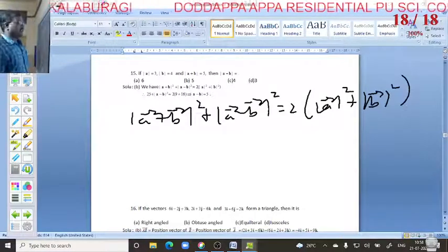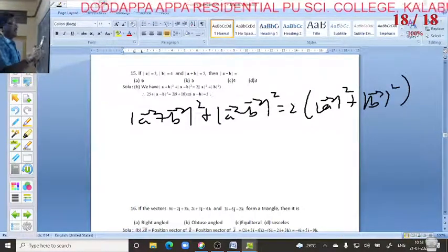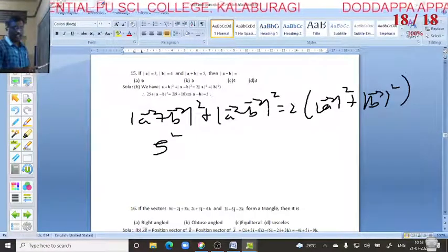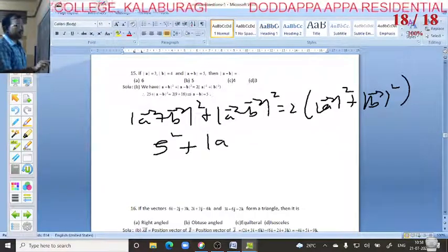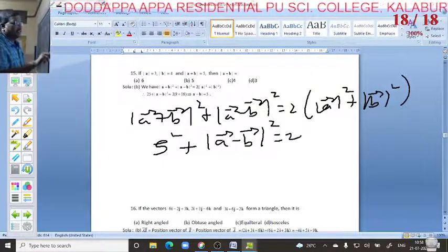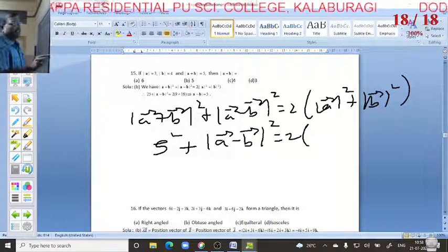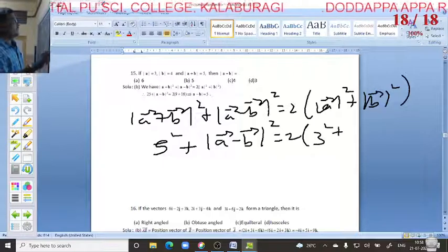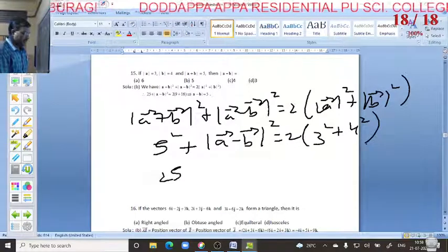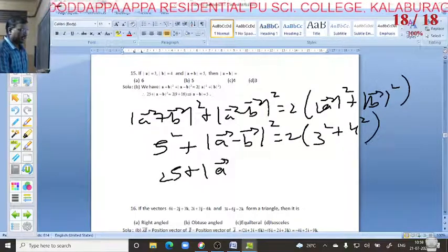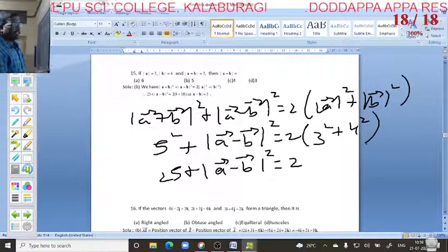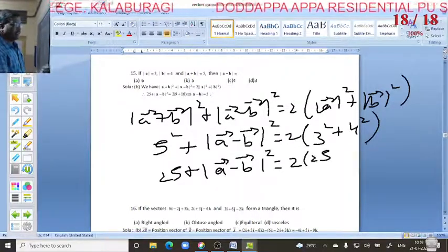We know the values, right? Here the magnitude of vector A plus vector B is given as 5, so take 5 square. Next, the magnitude of vector A minus vector B as it is. 2 times the magnitude of A, whose value is 3, and B's value is 4. So 5 square means 25 plus the magnitude of A minus B square is equal to 2 times (9 plus 16), which is 25.